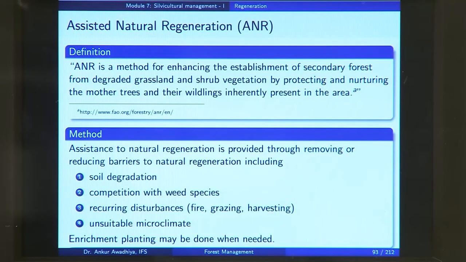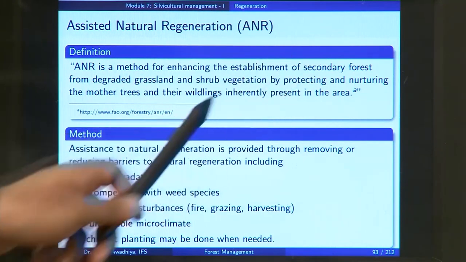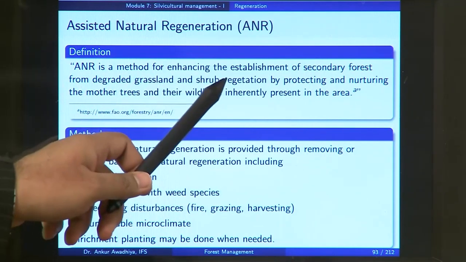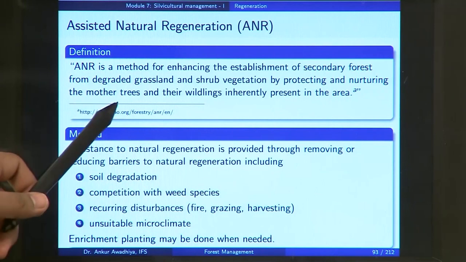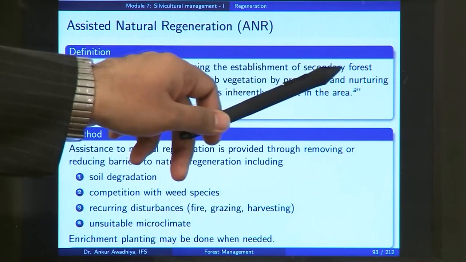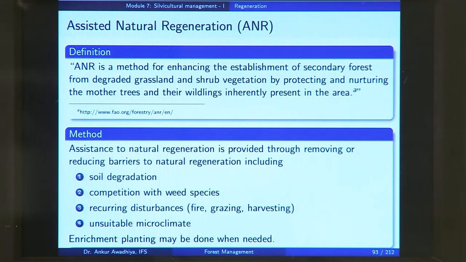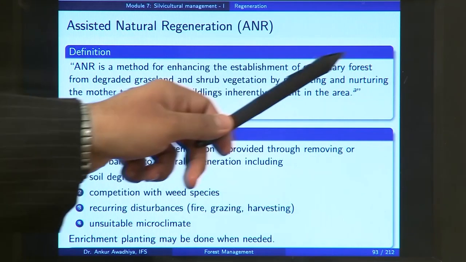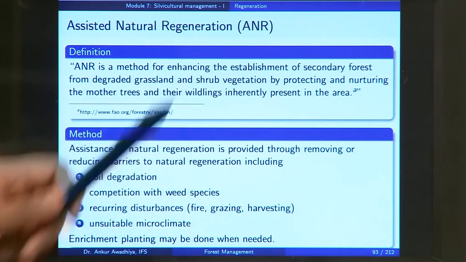So, to overcome these disadvantages, we have got two options. We can go for assisted natural regeneration, or we can go for artificial regeneration. Now, assisted natural regeneration, or ANR, is a method for enhancing the establishment of secondary forest from degraded grassland and shrub vegetation by protecting and nurturing the mother trees and their wildlings inherently present in the area. So, what you are doing here is that you are assisting or helping the natural regeneration, so that the establishment of the secondary forest gets enhanced. And how are you doing it? You are doing it by protecting and nurturing both the mother trees and the wildlings or the progeny.